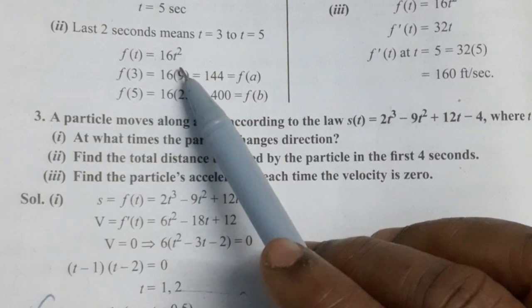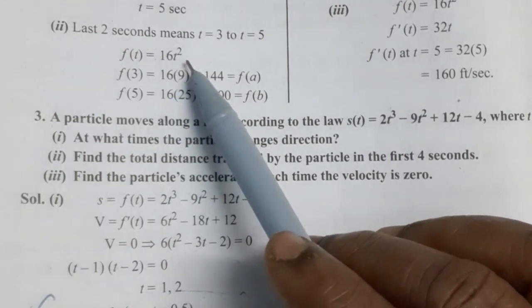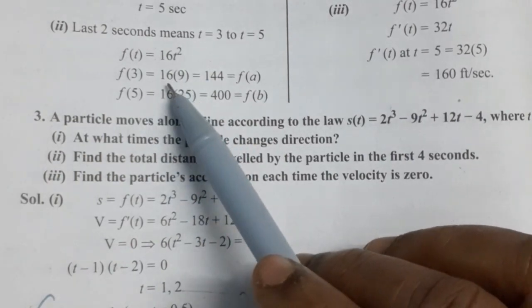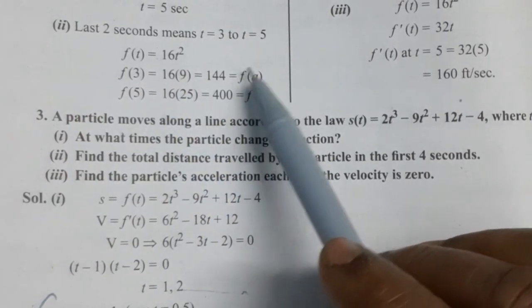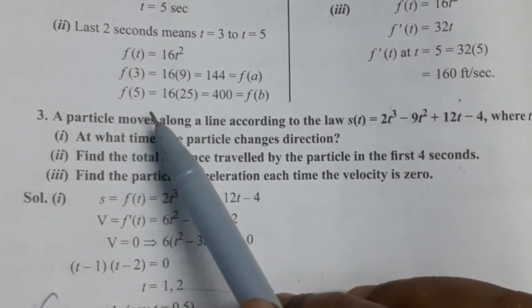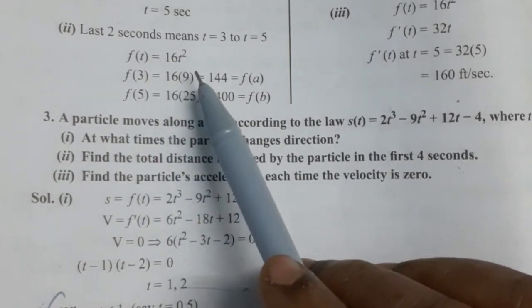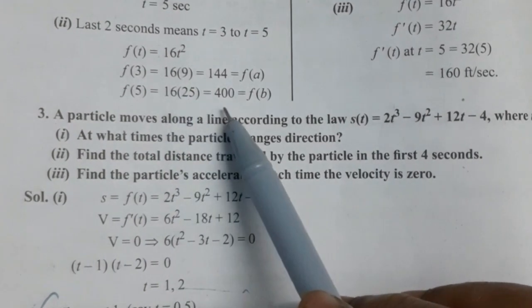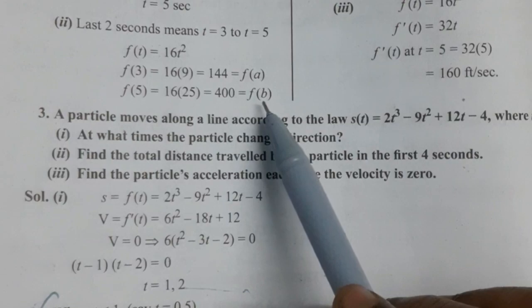What is f of t? It is 16t square. So f of 3: substitute 3, 3 square is 9, and 16 into 9 is 144. That is f of a. Again, f of 5: instead of t substitute 5, 5 square is 25, and 16 into 25 is 400. Keep that as f of b.